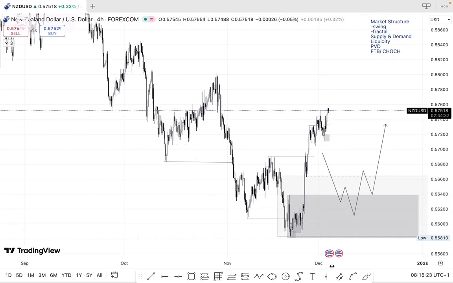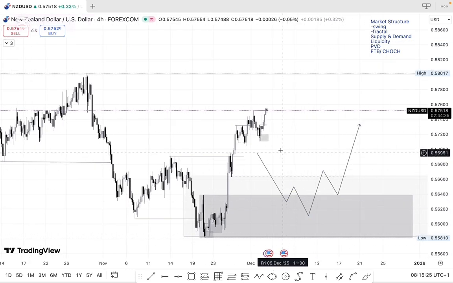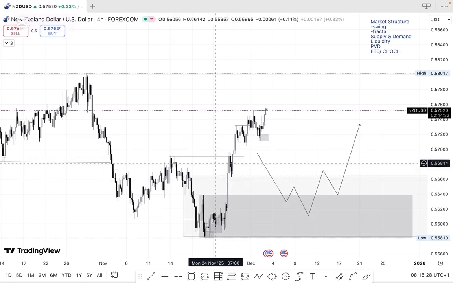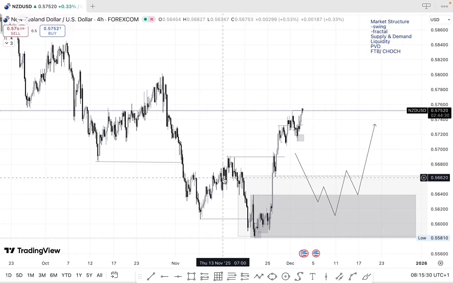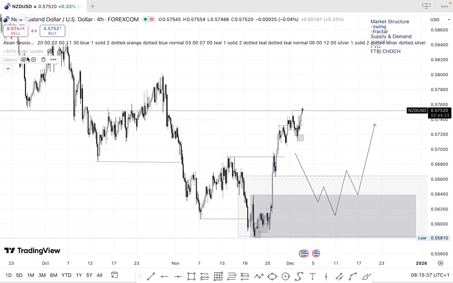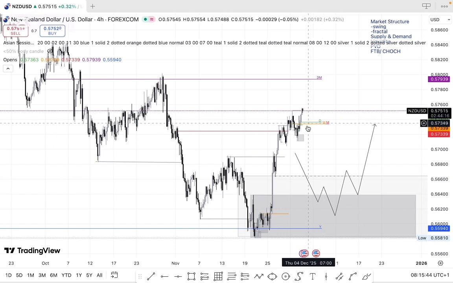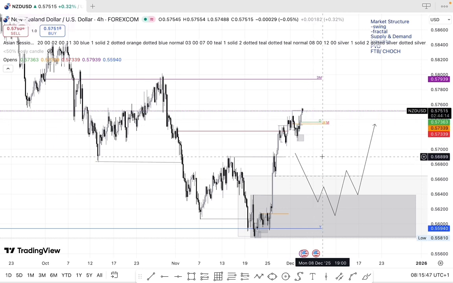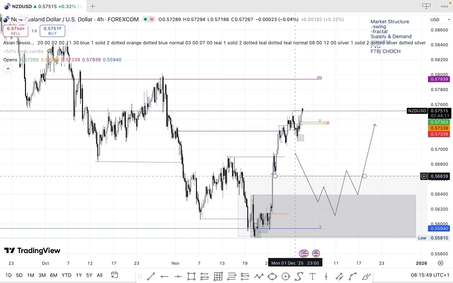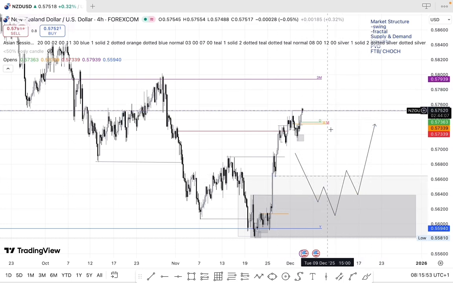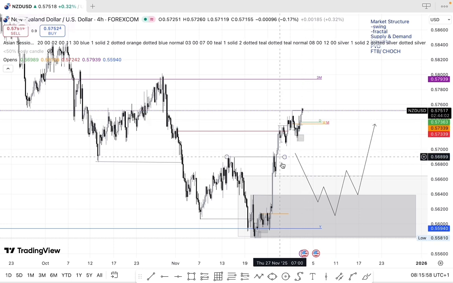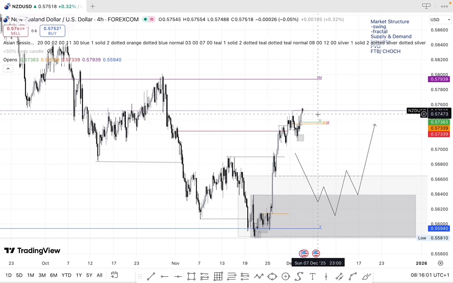So here we can see on New Zealand dollar, we have our change of character after we tapped into the yearly open. Like I said on Monday, price tapped into the yearly open, and from there price continued to push up. Now I wanted to see a pullback, maybe price taking this as liquidity, and from there continuing higher, but that failed to occur. Now we see price in fractal structure continue to push into the highs.